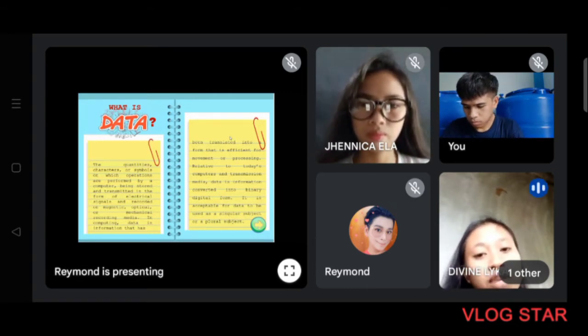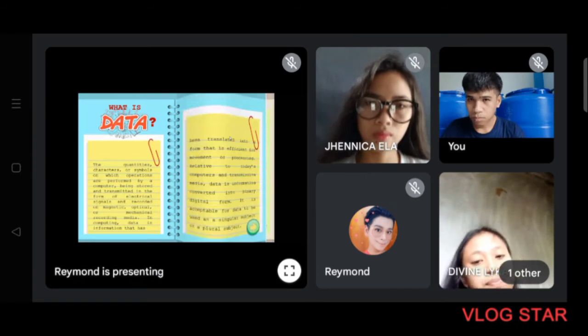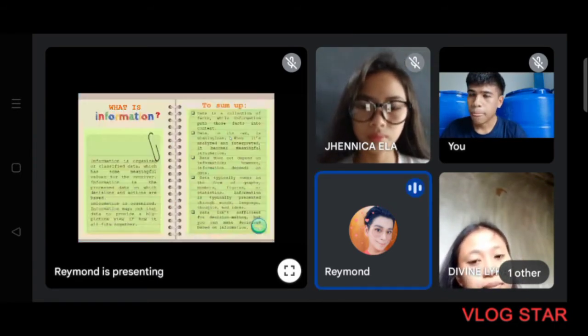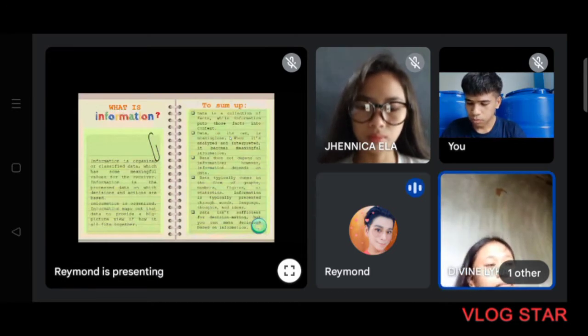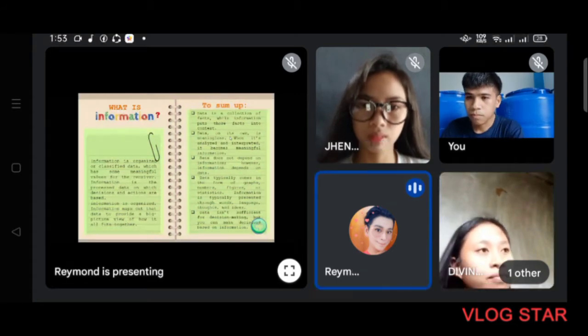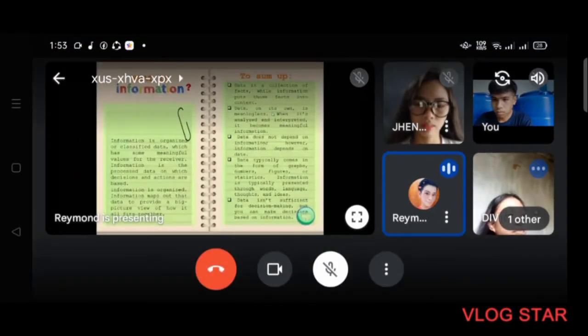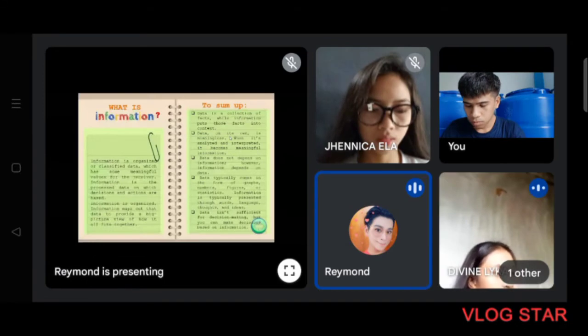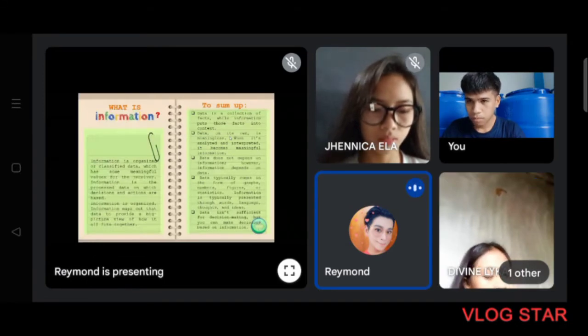Our next topic is all about information. So moving forward, let us now discuss the word information. To start the formal presentation, we may ask everyone for their opinion or point of view about their own definition of the word information. Let's start with first Mr.